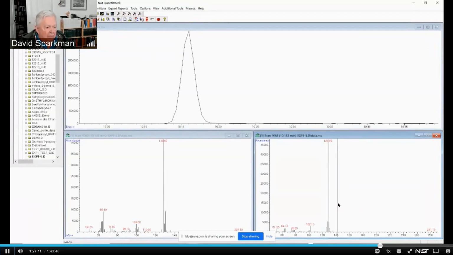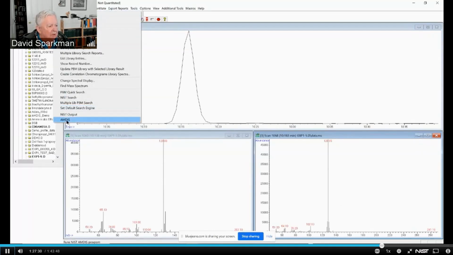Now, those spectra are so close to one another, I have no way of manually doing a background subtraction to come up with a spectrum to possibly search. But I can send that spectrum to AMDIS.